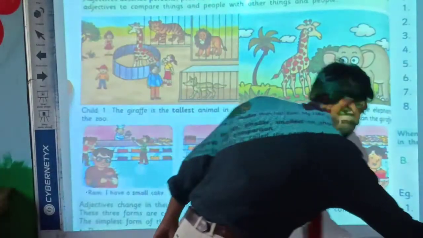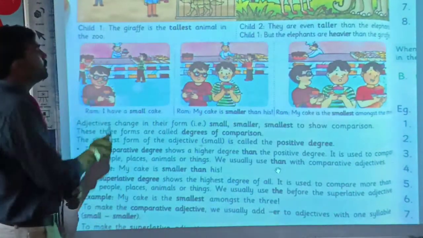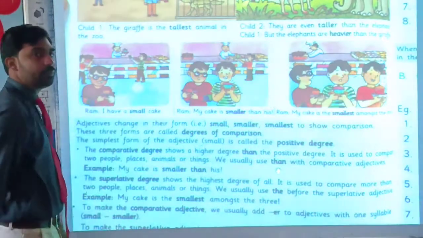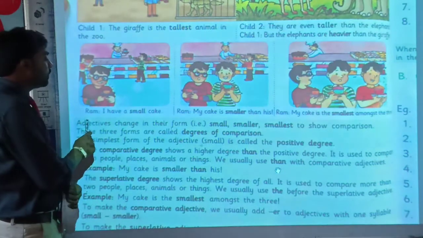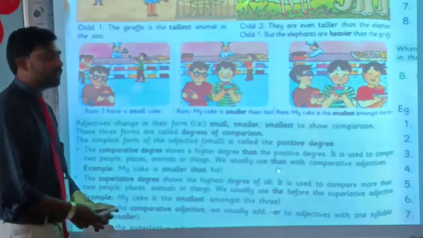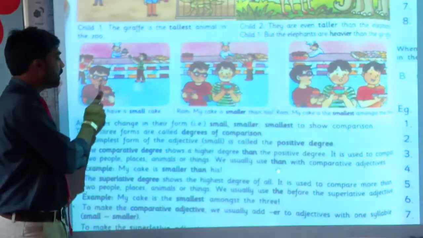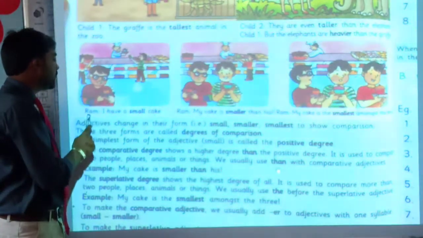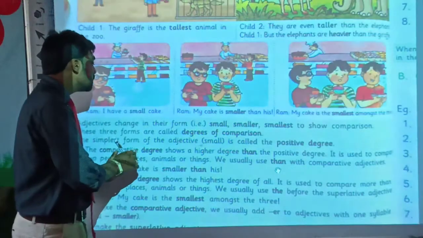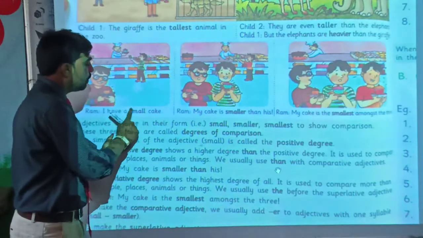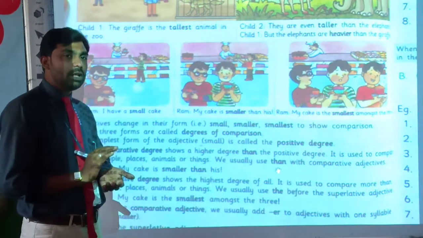Now see the next picture. This is a bakery shop, from where we purchase sweets or cakes. Ram said, I have a small cake. This boy is Ram, wearing glasses. Ram said, I have a small cake. Now he is describing his cake by using the adjective small. I have a small cake means my cake is small.